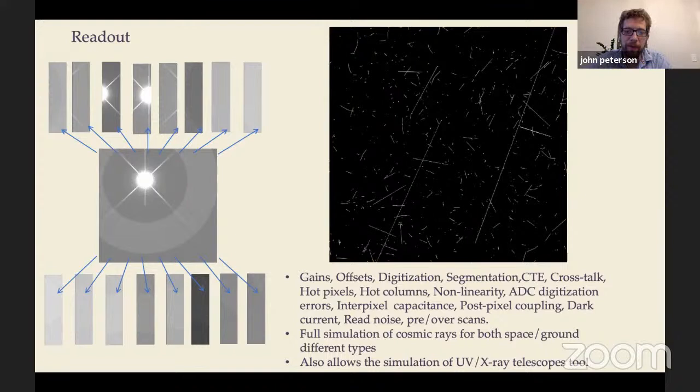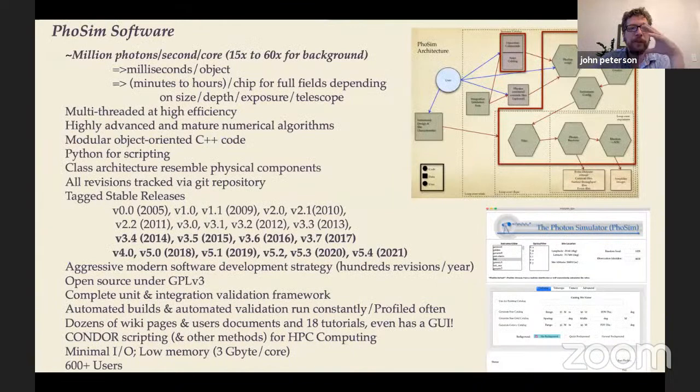Interestingly, as we did this, we realized that we can actually simulate UV and X-ray light fully, and all the physics of the optics would work for that too. We haven't implemented an X-ray telescope yet, but years ago I did a lot of X-ray astronomy, so we're thinking about extending to that wave band as well. Here's just some information about the software. I won't read all of this.